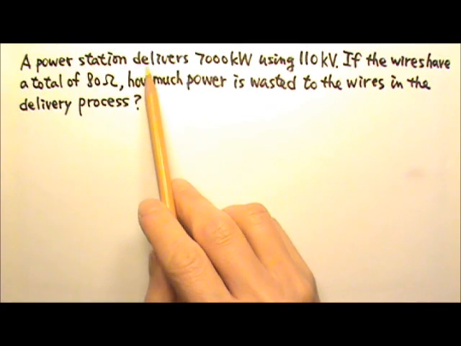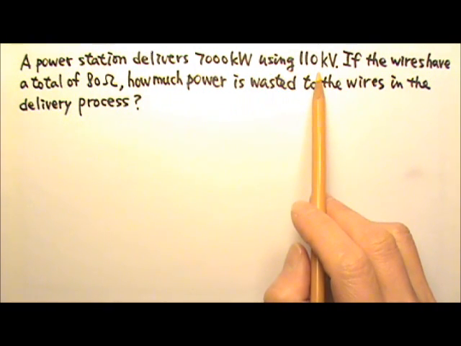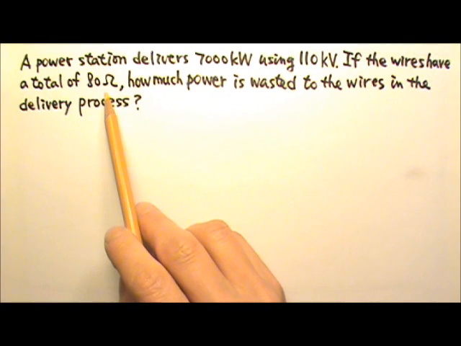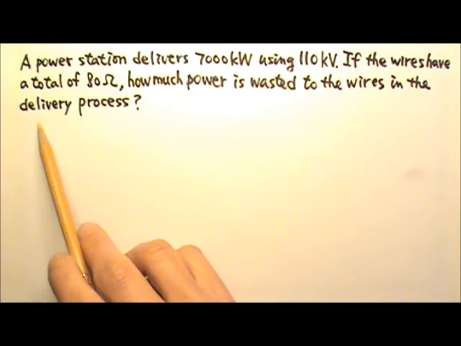A power station delivers 7,000 kilowatts of power over a long distance to a region using a 110 kilovolt power line. If the wires used in the transmission of power have a total resistance of 80 ohms, how much power is wasted to the wires in the delivery process?